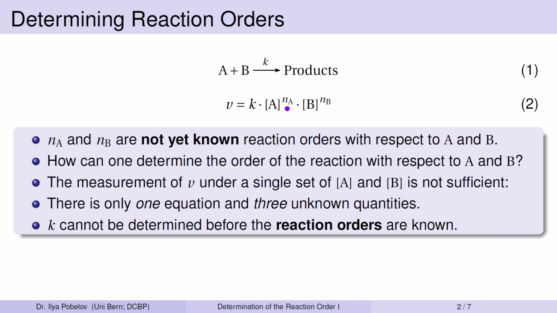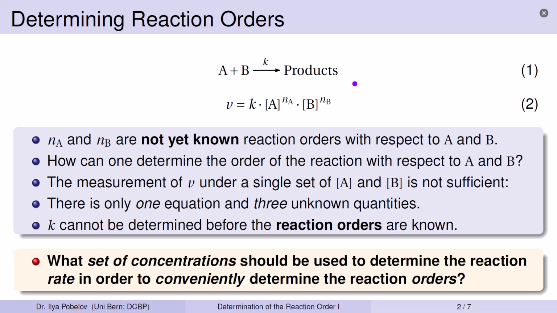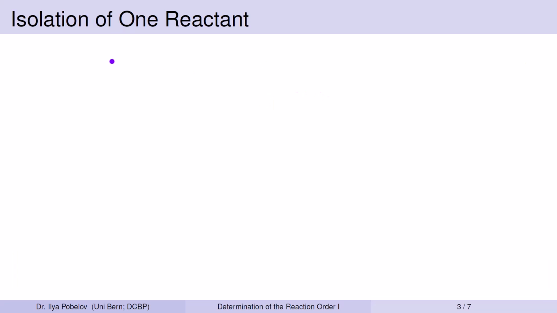Therefore, the determination of reaction orders and of the rate constant will involve the measurement of the reaction rate under various concentration conditions. Now, we should ask ourselves what set of concentrations should be used to determine the reaction rate in order to conveniently determine the reaction orders. One answer to this question is known as the isolation method.